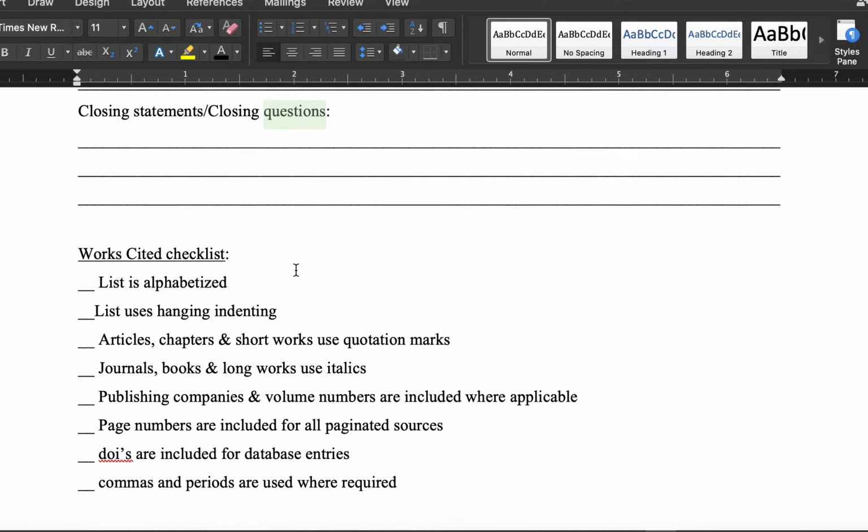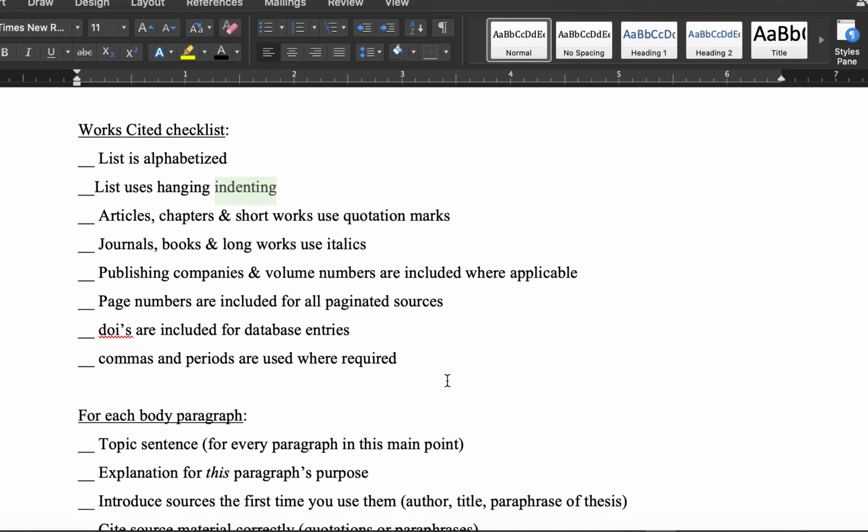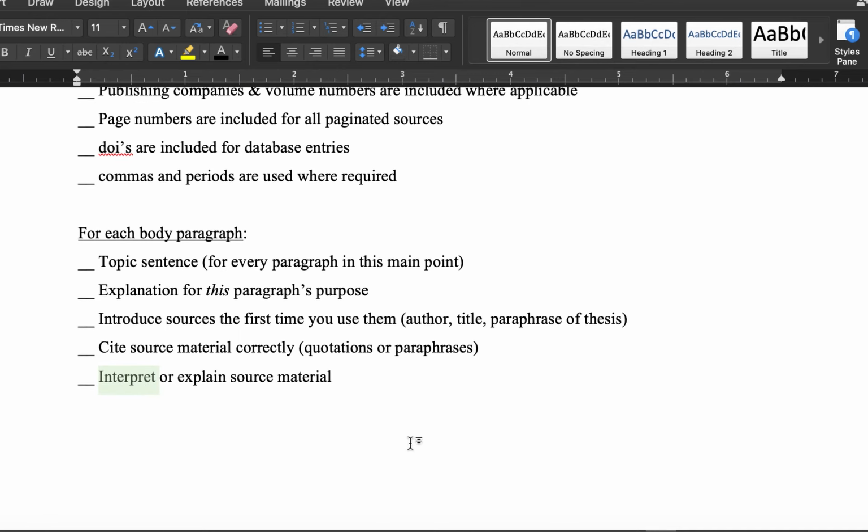I've also given you a checklist here for your works cited list to make sure that you're doing it correctly, make sure it's alphabetized, make sure you're using hanging indent, make sure you've included all the necessary pieces of information, that sort of thing. So then at the bottom, for each body paragraph, just some reminders. When you actually get around to writing that rough draft, make sure you have a topic sentence, make sure you explain it, make sure you introduce your sources, make sure you cite source material correctly, quotes, paraphrases, that kind of thing. Make sure you always interpret or explain source material.